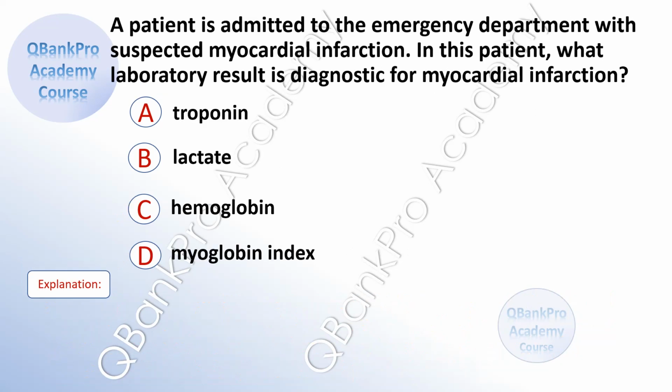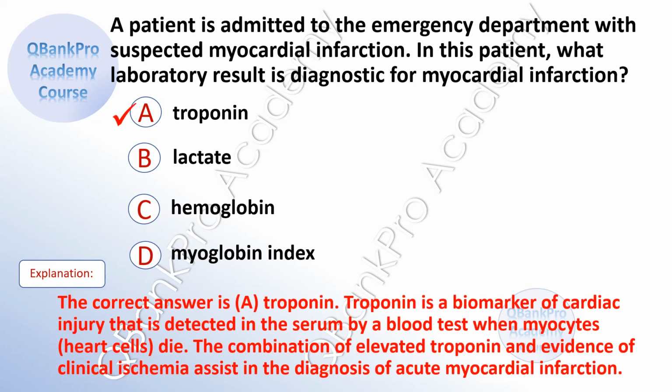A patient is admitted to the emergency department with suspected myocardial infarction. In this patient, what laboratory result is diagnostic for myocardial infarction? A. Troponin, B. Lactate, C. Hemoglobin, D. Myoglobin index. The correct answer is A. Troponin. Explanation. Troponin is a biomarker of cardiac injury that is detected in the serum by a blood test when myocyte or heart cells die. The combination of elevated troponin and evidence of clinical ischemia assist in the diagnosis of myocardial infarction.